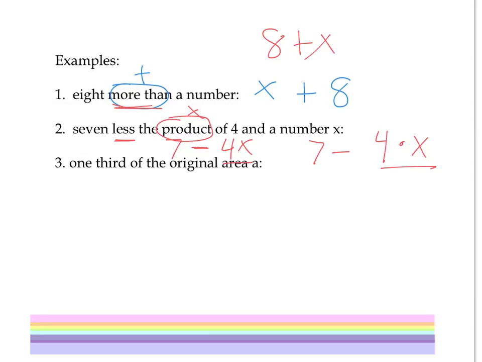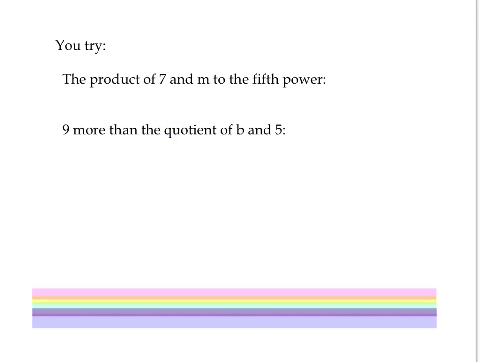One-third of the original area, A. So one-third of the original area, I just go one-third A. So we're taking some of the phrases that we had from last year, and we're going to end up making them a little bit more complicated this year. So before you watch much further, hit pause, write down what you think the answers are, and come back, check your answers.